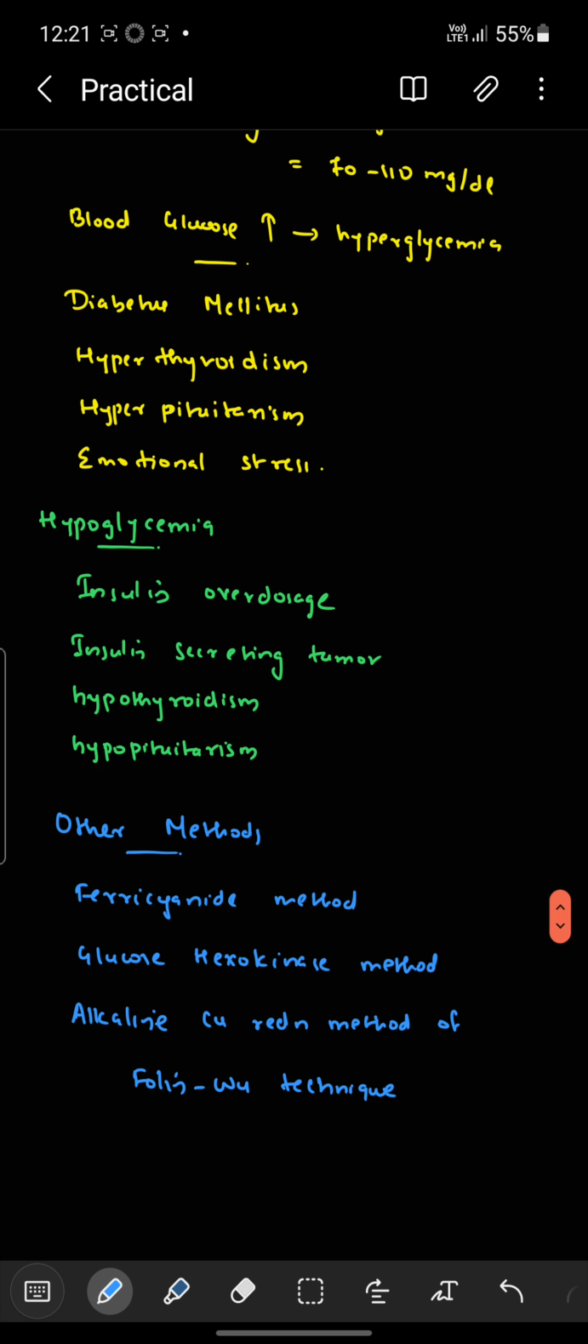For the estimation of blood glucose level, we also have other methods, which are the ferricyanide method, the glucose hexokinase method, and the alkaline copper reduction method of Folin-Wu technique. So that's all.